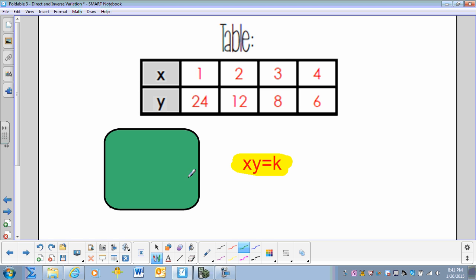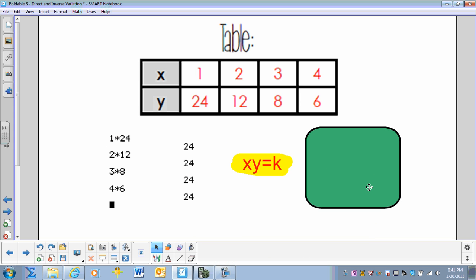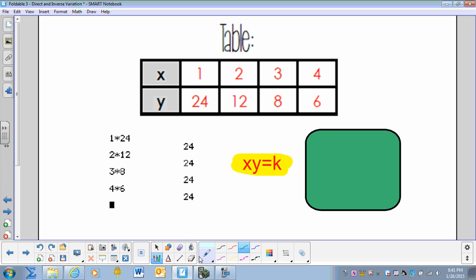In an inverse variation, we take each x times y, and it should give us this constant number, or the same number. So in this case, when we take x times y, each time we get 24. So that's the constant. So if I were to write an equation to represent this table, it would be y is equal to the constant, which is 24, divided by x.